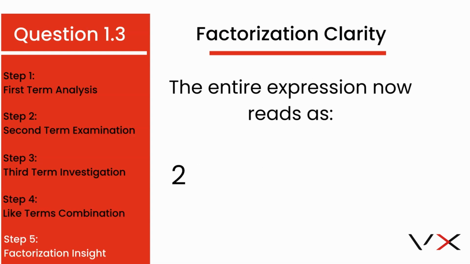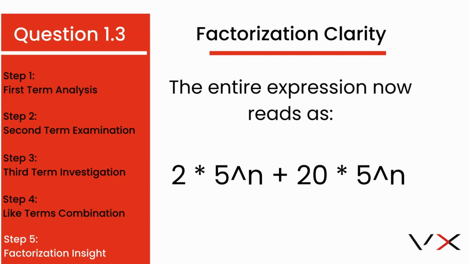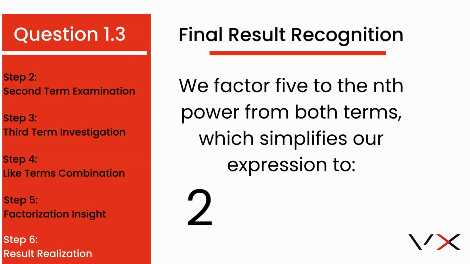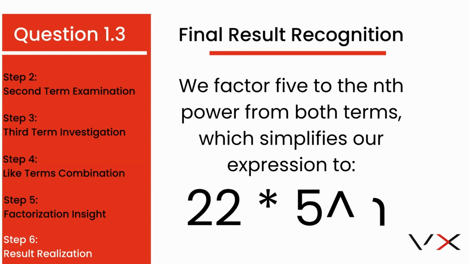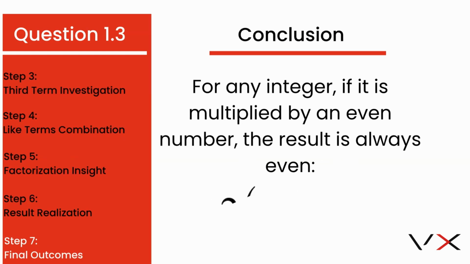Step 5. Rewrite the combined expression. The entire expression now reads as 2 multiplied by 5 raised to the nth power plus 20 times 5 raised to the nth power. Step 6. We factor 5 to the nth power from both terms, which simplifies our expression to 22 times 5 raised to the nth power.